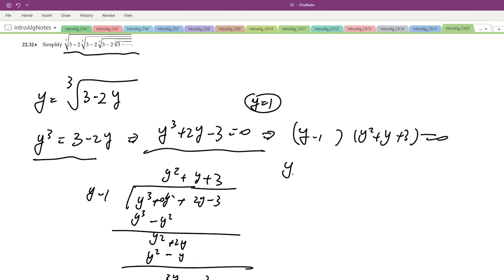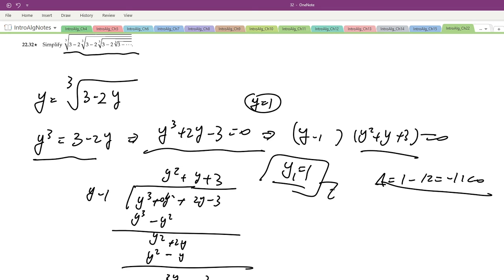So we can see we have a solution of 1. For the quadratic part, delta is 1 minus 12, which is -11, less than 0. So there are no real roots, right? So the answer will be 1.